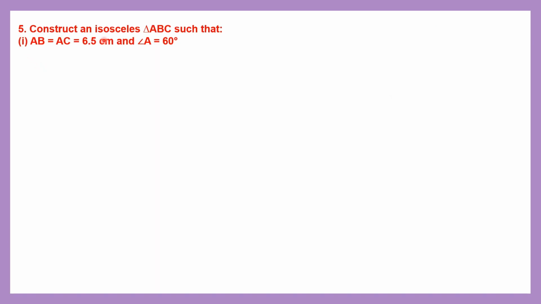Question 5. Construct an isosceles triangle ABC such that AB is equal to AC is equal to 6.5 centimeters. So two sides have 6.5 centimeters and angle A is 60 degrees. So let's get a rough figure. AB is equal to AC. So let's write A, B and C. AB is 6.5 centimeters and AC is also 6.5 centimeters. And angle A is 60 degrees.